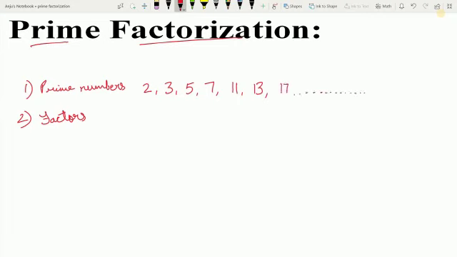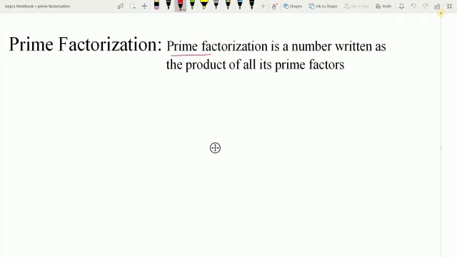So students, these are some prime numbers. In the prime factorization method, we use only prime numbers as factors. It means prime factorization is a number written as the product of all its prime factors.